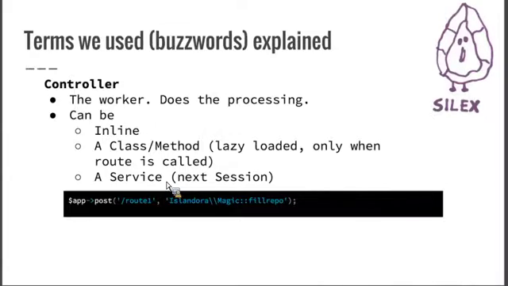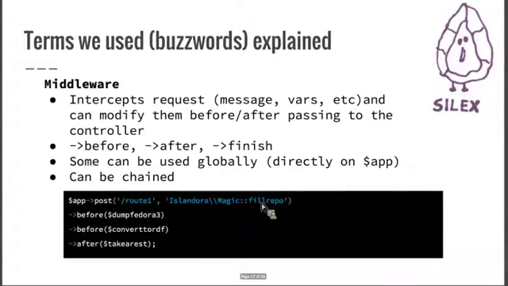So this one is an example of a post route using a direct call to a class there and a method. Basically, I'm telling here to use the Islandora magic class and call fill repo. Would be nice if we had something that we don't have.